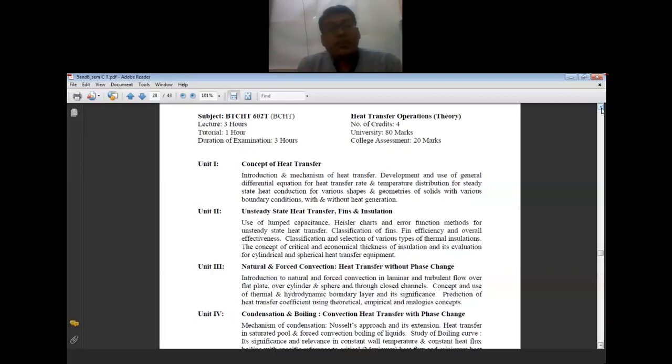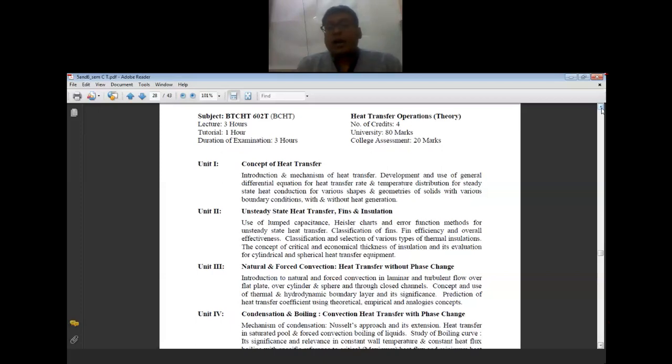And this equation has to be modified for different conditions, different situations, and the same equation will be useful for different purposes. So this general differential equation is very much needed and important to understand the basic heat transfer concepts.